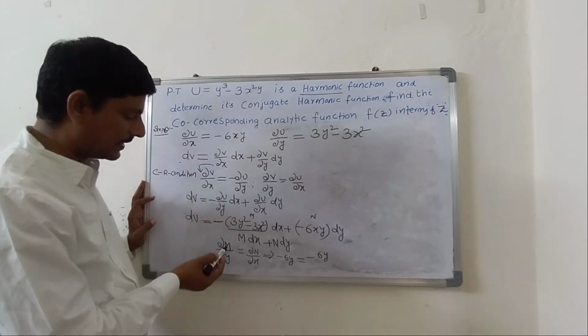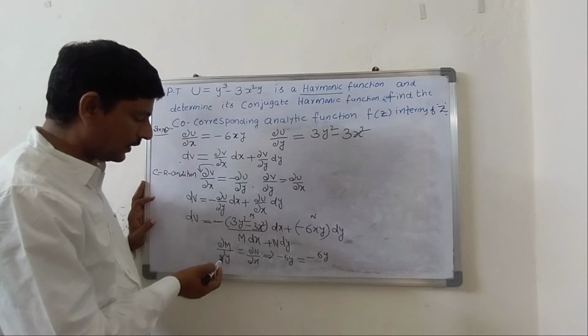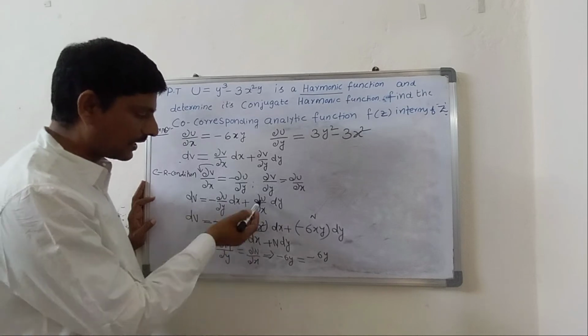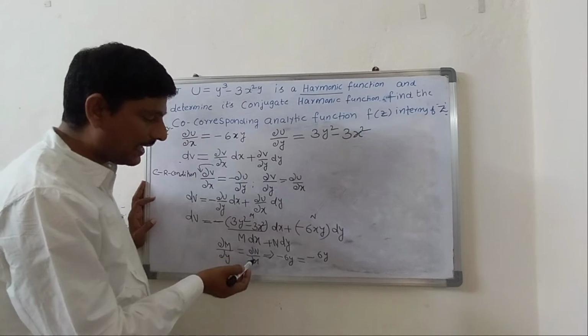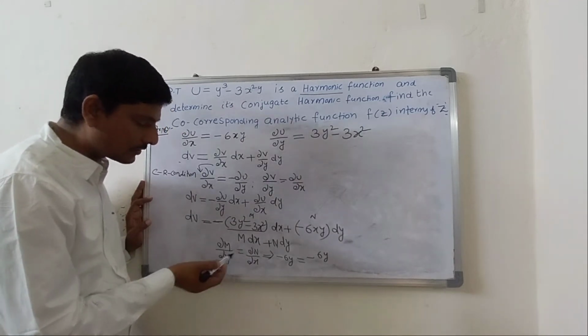That means here in the place of m, what do we write? Minus ∂u/∂y. That means minus ∂²u/∂y². So in the place of n, what can we write? ∂u/∂x. That means ∂²u/∂x². Clear? So ∂²u/∂x² plus ∂²u/∂y² equals 0.